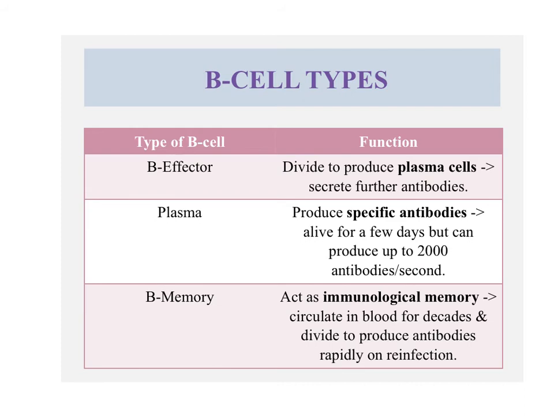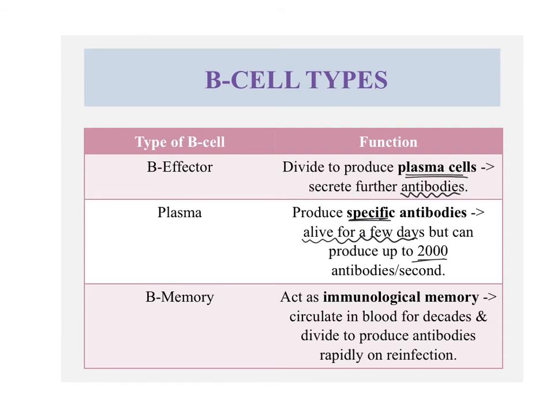Now we've got 3 different types of B cells again. We've got B effector cells, and those are the ones that are going to produce plasma cells. They're there to secrete antibodies, those fighters, the things that are going to help fight off those infections. The plasma cells are producing those specific antibodies, but the reason why we need the B effector cells and the plasma cells is because those plasma cells are only alive for a few days. They don't last very long. But while they're alive, they can produce up to 2,000 antibodies a second.